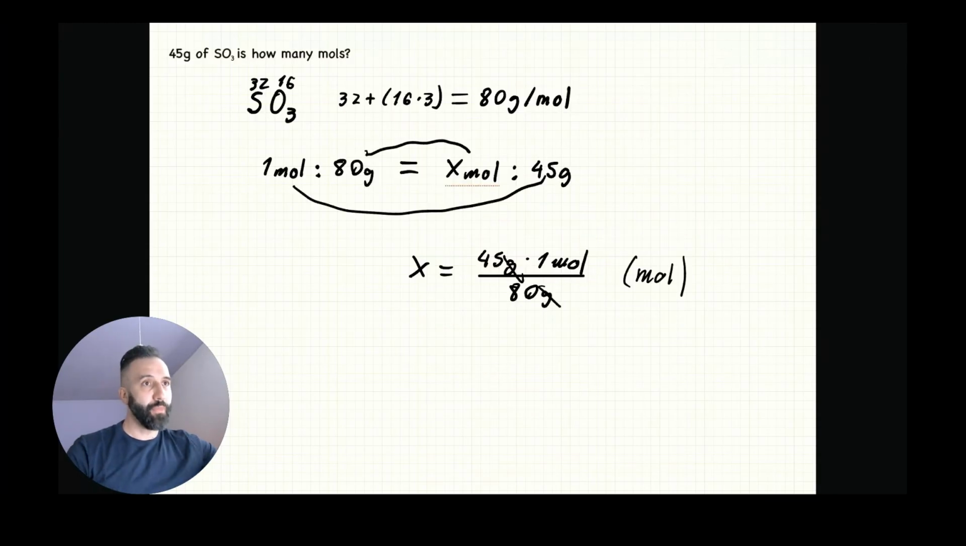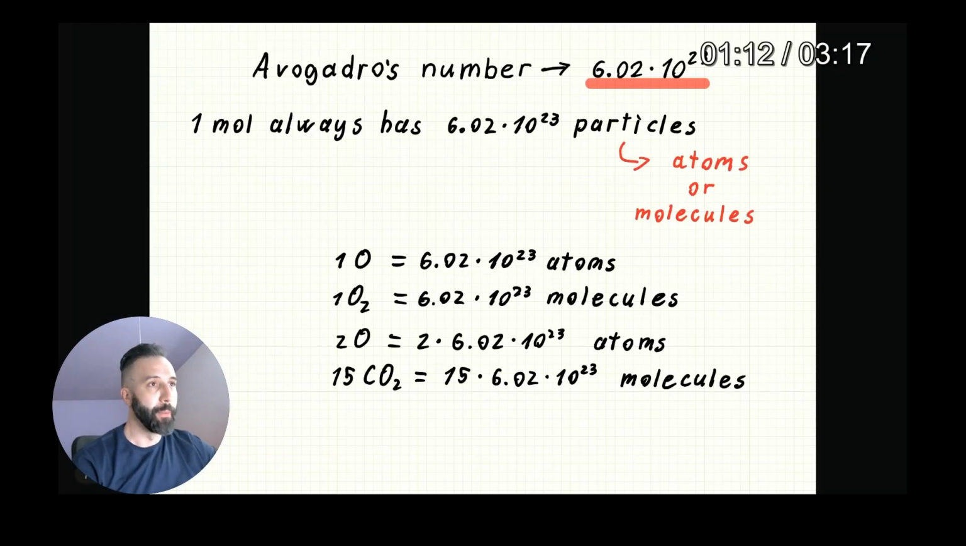Now, here's an example. So 45 grams of this, how many moles? First, I have to find out how much is 1 mole of this. And if you look at the periodic table, sulfur is 32 grams per mole, oxygen is 16. When you add these together, remember you have 3 oxygens. This 3 means you have got 3 oxygens. That's 80 grams per mole. So you just go, 1 mole of this weighs 80 grams, and then how many moles weigh 45? You can just calculate in the same way.